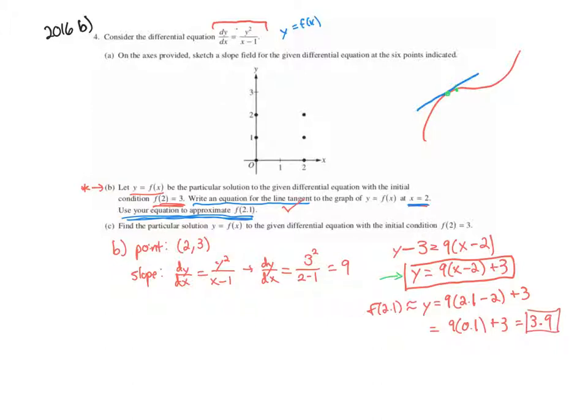You can box it up there. You could have also boxed it up right there. Remember, you don't need to simplify. Okay, and that's another tangent line problem for you.